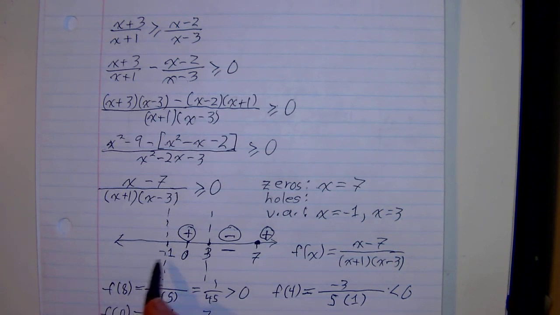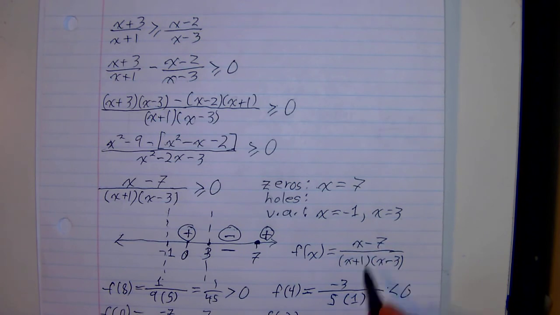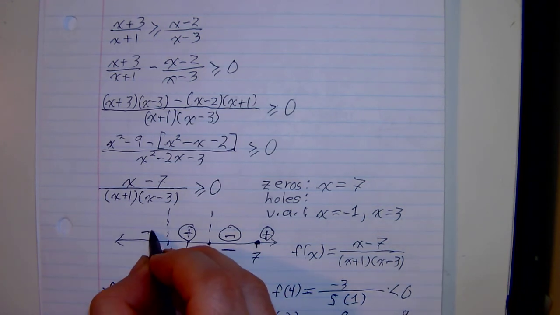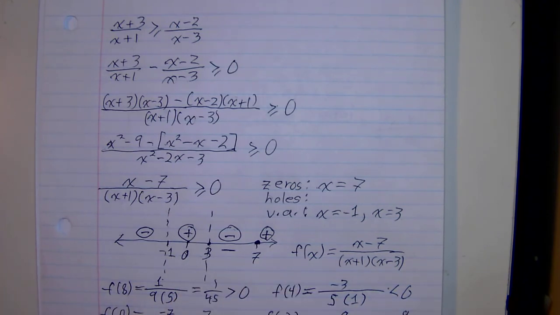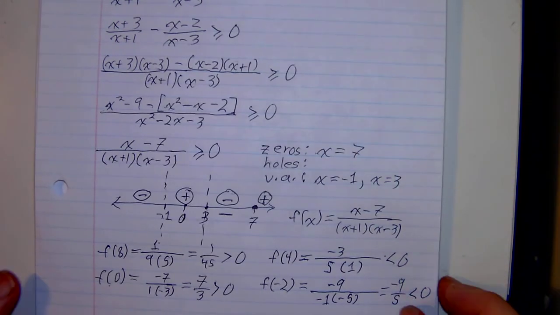And then we look for the numbers on this range. Negative 2 is the whole number, or the integer, I guess, technically, closest to 0. So f of negative 2 equals negative 2 minus 7, which is negative 9. Negative 2 plus 1 is negative 1. Negative 2 minus 3 is negative 5. And so we get negative 9 over positive 5, which is less than 0. And so in this section, the function is negative. Now, oh, and I guess I'm off the bottom there.